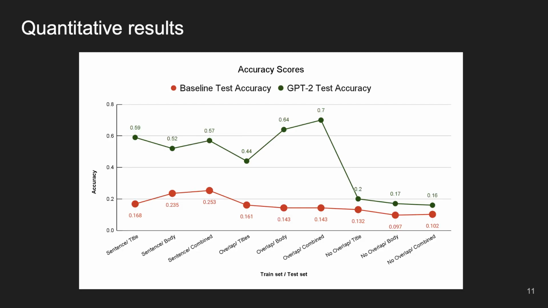This is the graph showing the performance of both models on all the combinations of our variations. The baseline performs as expected, where as the input size increases, the accuracy slowly declines. However, the GPT-2 model is much more interesting. We could see an exceptional spike in accuracy when the training data is overlapped and the test data is combined.